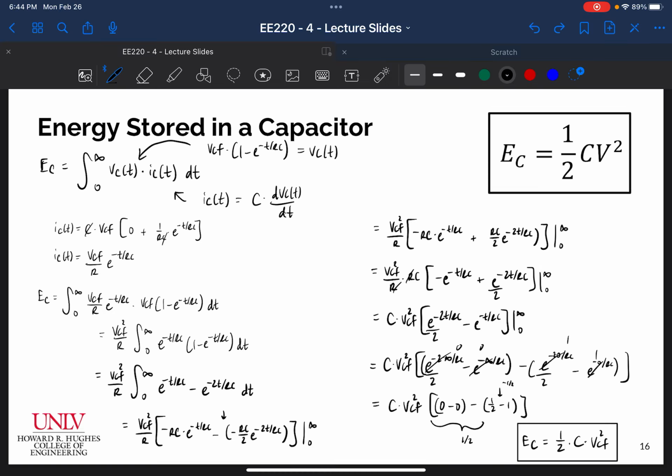Okay, so I like to derive these equations, like to show you where they come from. In the next video, I'll go ahead and talk a little bit more about energy stored in a capacitor, and we'll just solve a quick example where we determine how much energy is stored in a charged capacitor.